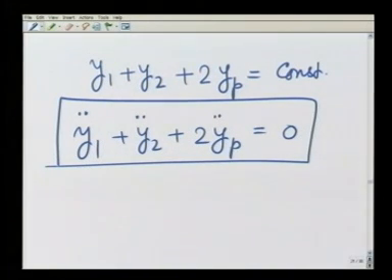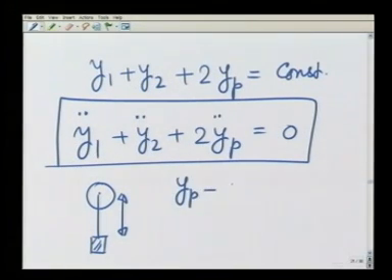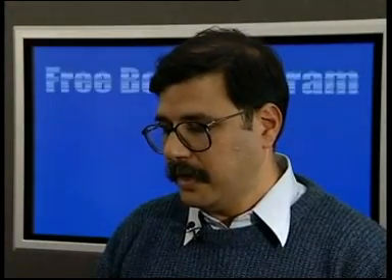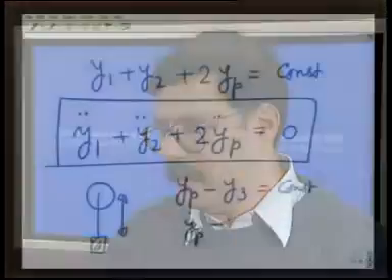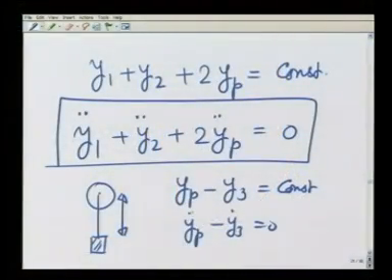I have now gotten 5 equations. The sixth equation is very easy to get, realizing that the length of this rope is fixed, and therefore, yp minus y3 is constant, or yp dot minus y3 dot is 0, and so is yp double dot minus y3 double dot. Basically, the pulley and the mass are moving up and down together. So, let me rewrite all the equations once more. I have now gotten 6 equations, and there are 6 variables in the problem.